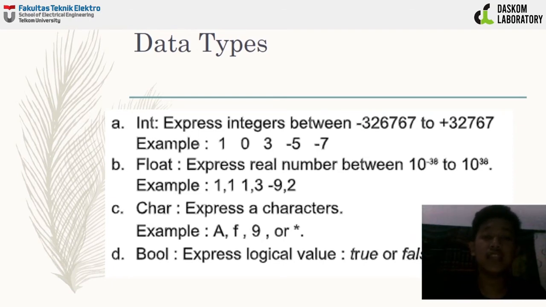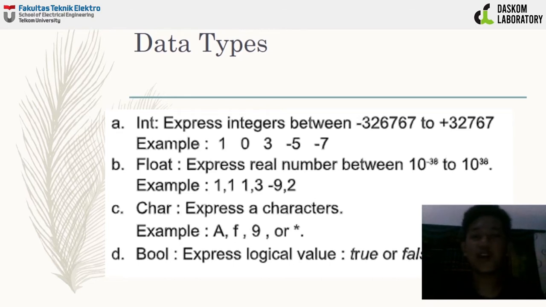So the first is integer, or int. It expresses integers between -32768 and +32767. For example, 1, 0, 3, -5, -7. They are all integers. Simply, integers are numbers that can be counted, that can show a value by numbers.